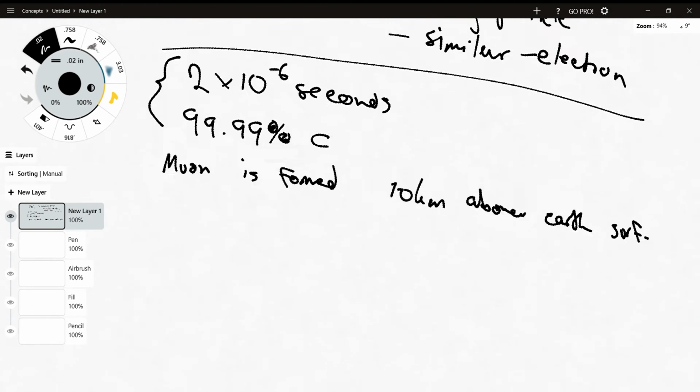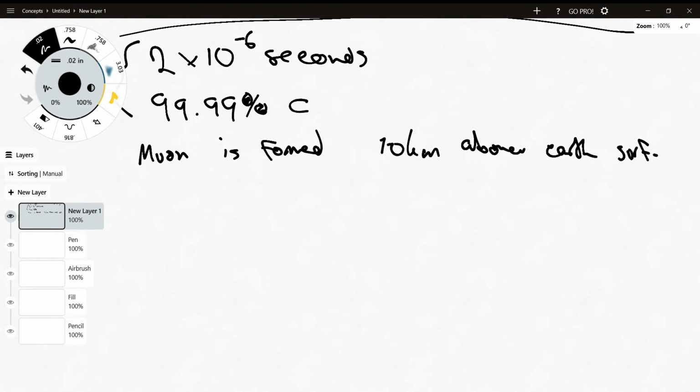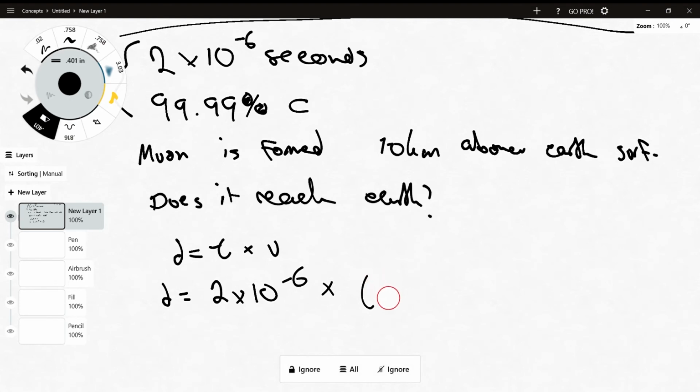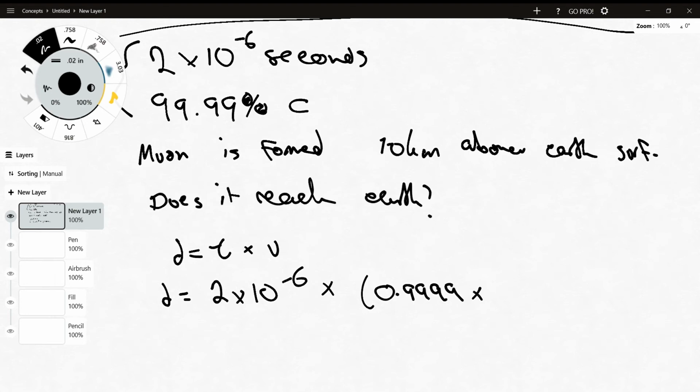Now, we want to calculate how far does it travel. Does it reach Earth? So, we have our distance equals time times velocity. So we put that in. D equals 2 times 10 to the minus 6 times 99.99%. So what we have is 0.9999 times 3 times 10 to the 8.